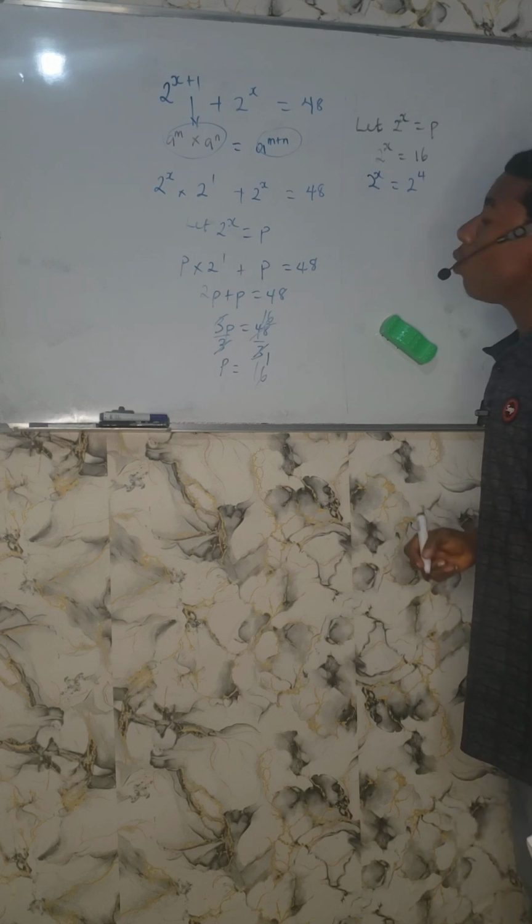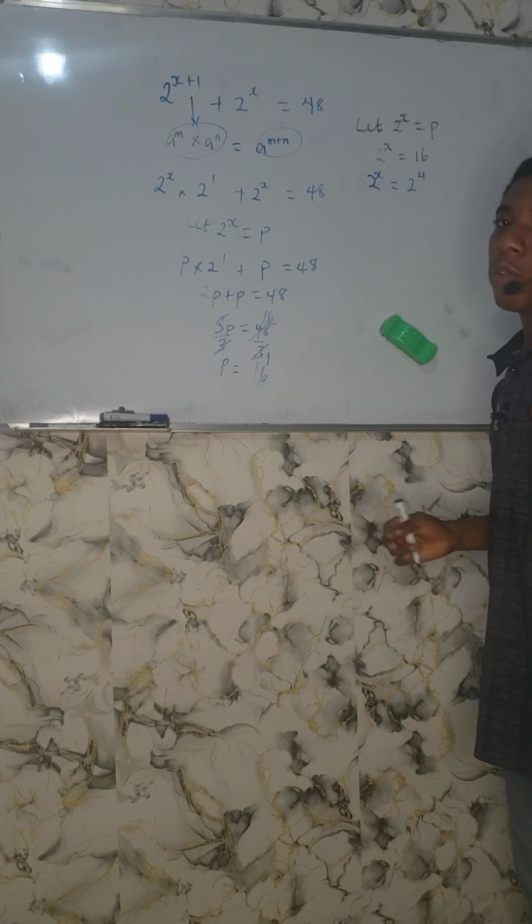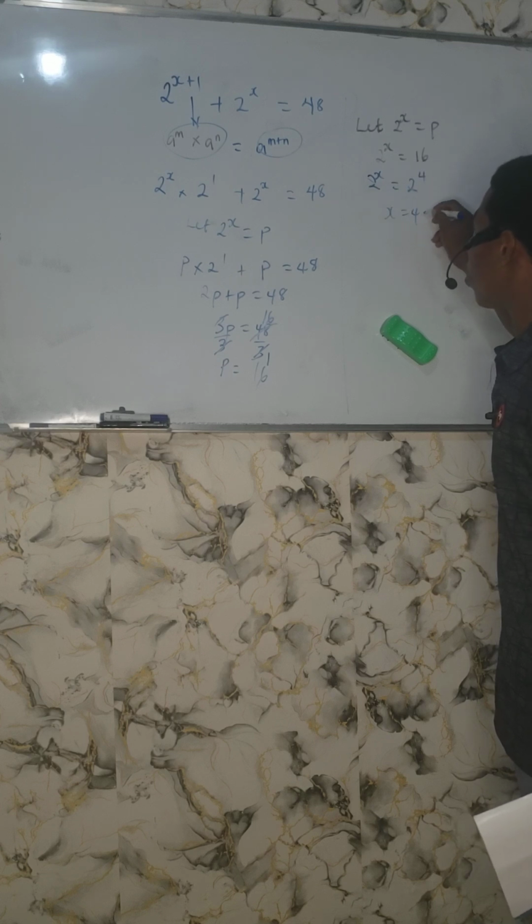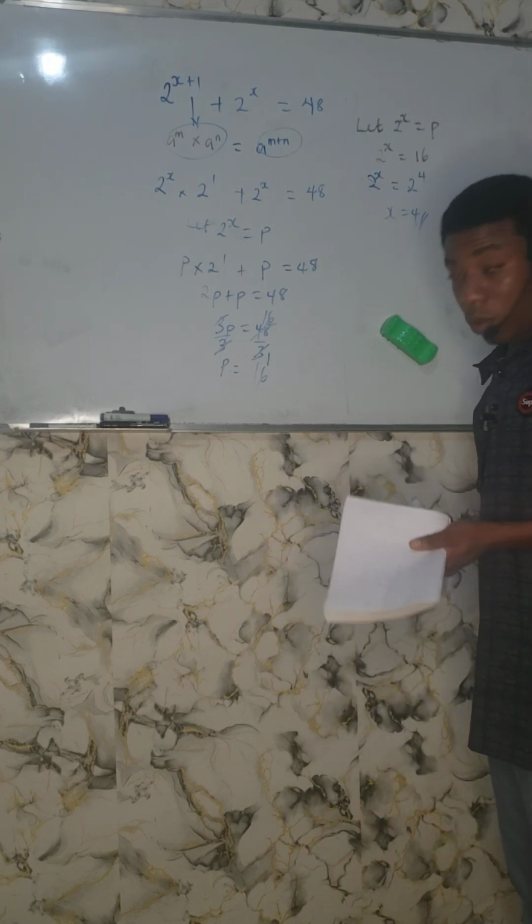And the rule of indices says when we have two same bases, we equate their powers or their exponents. So the bases here are the same. So therefore, x is equal to 4. And x equals 4 is the correct answer to this question.